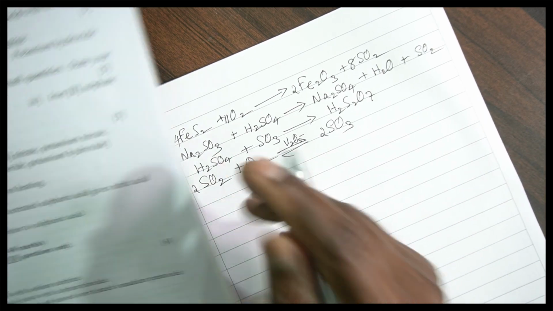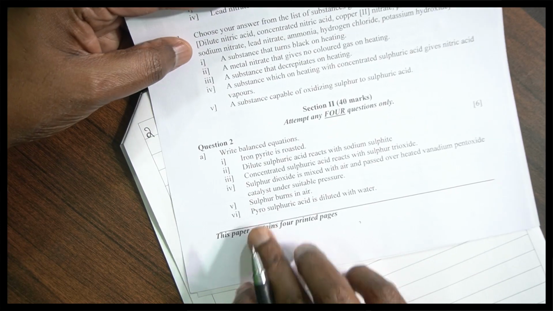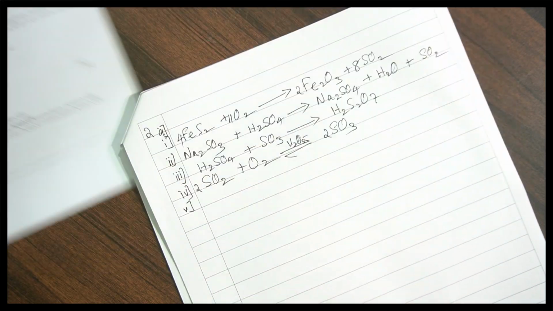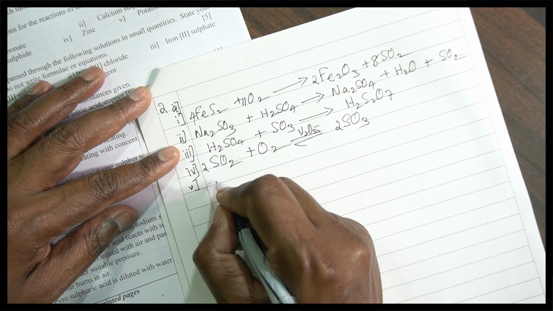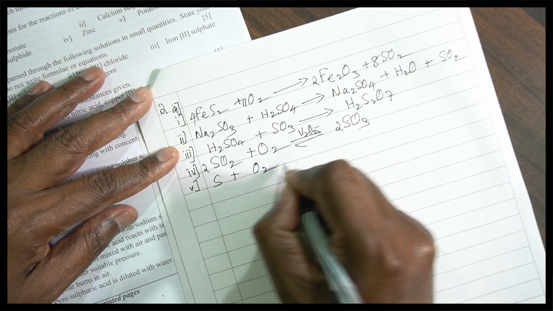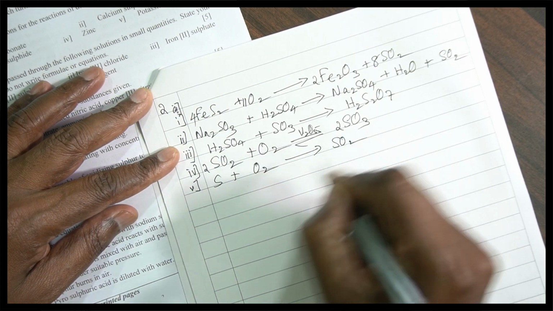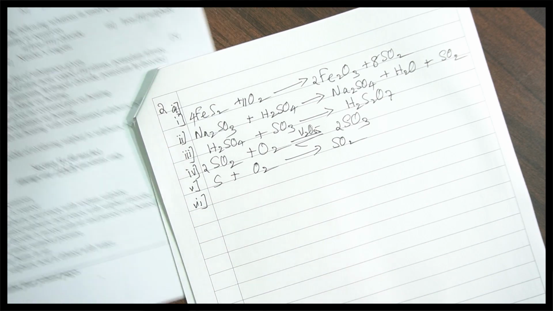Now the fifth part of the question, the fifth equation is sulfur burns in air. When sulfur burns in air, what is produced? Sulfur dioxide is produced. S plus O2 gives SO2. Very simple equation.